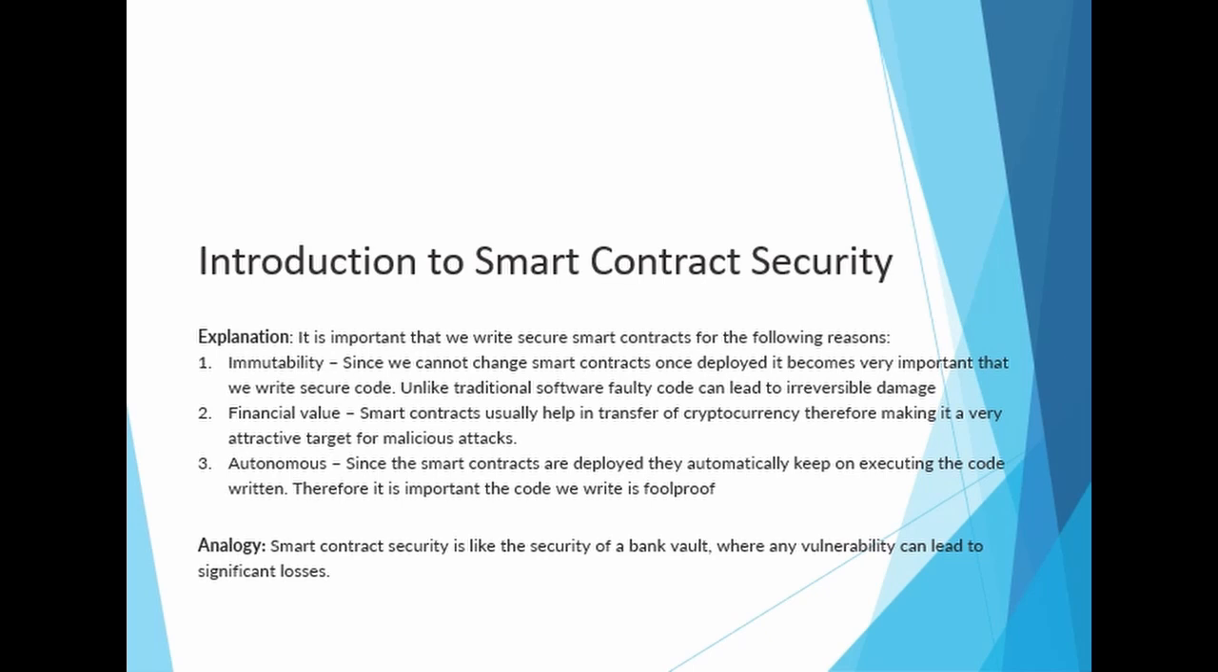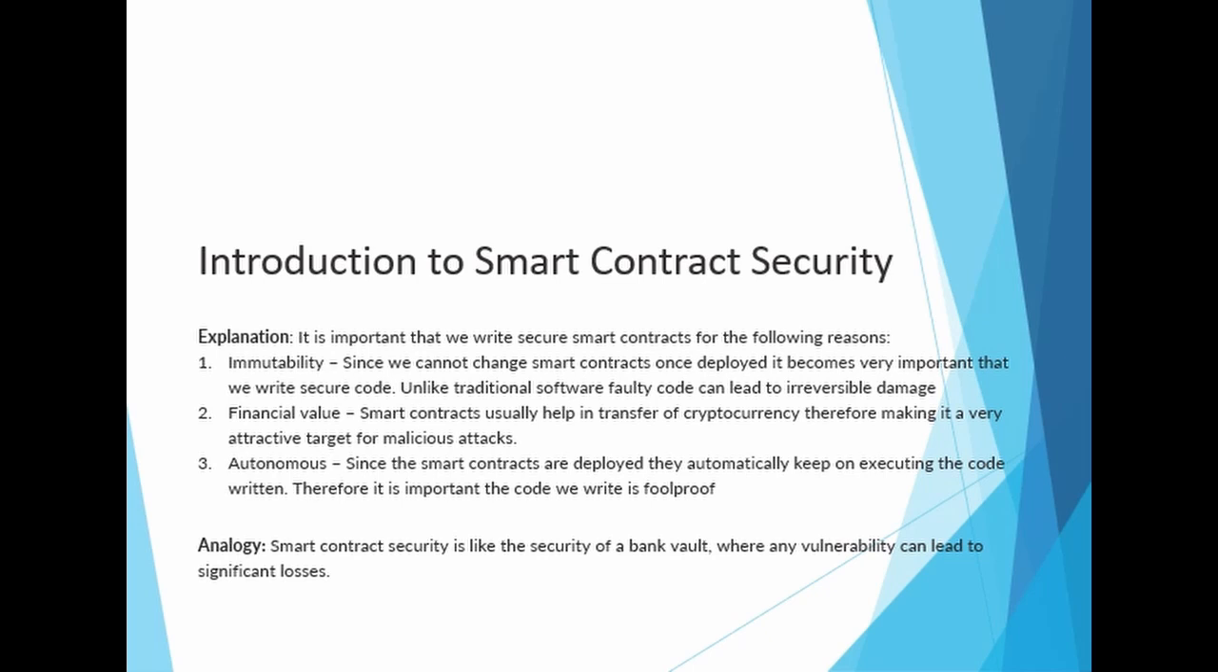It is important that we write secure smart contracts for the following reasons. Since we cannot change smart contracts once deployed, it becomes very important that we write secure code. Unlike traditional software, faulty code can lead to irreversible damage. Smart contracts also help in the transfer of cryptocurrency, therefore making them a very attractive target for malicious attacks.